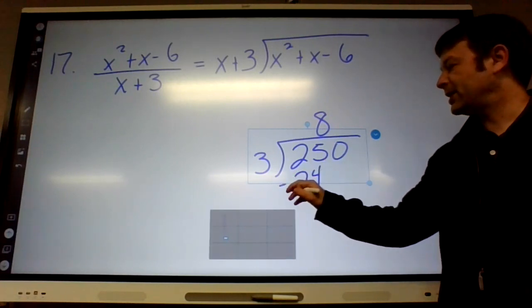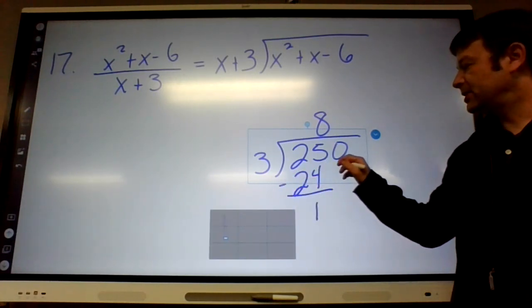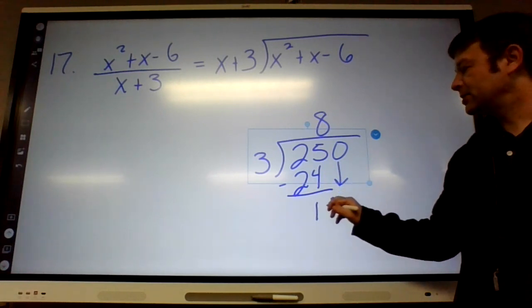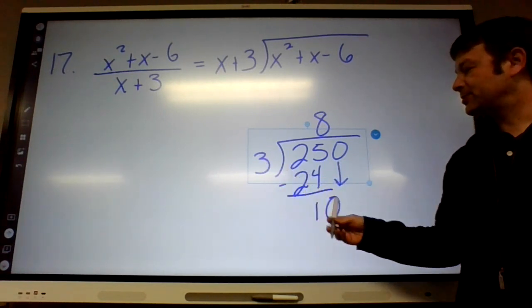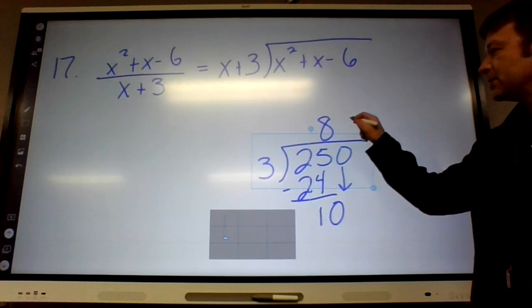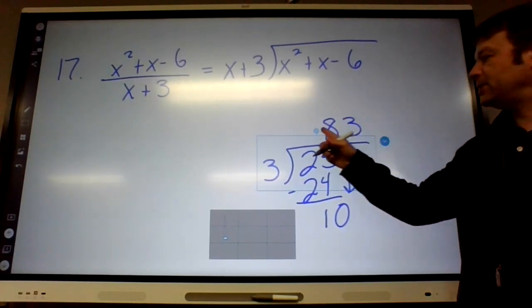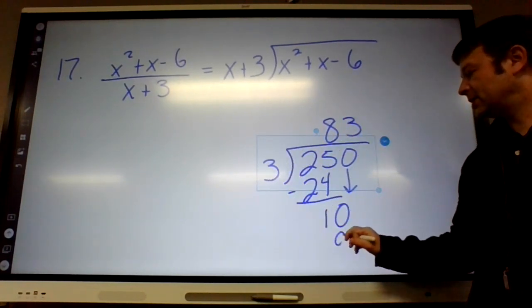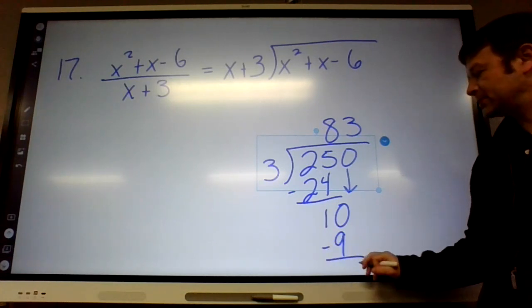Subtract, and you have 1 carried out. You bring down the next one, 3. How many times does 3 go into 10? 9. 3 times 3 is 9. Then you subtract, 1.